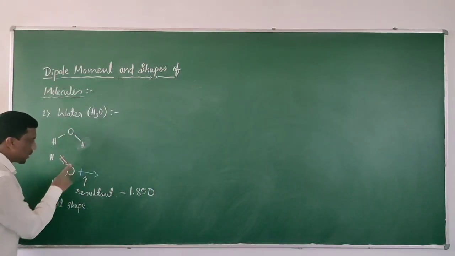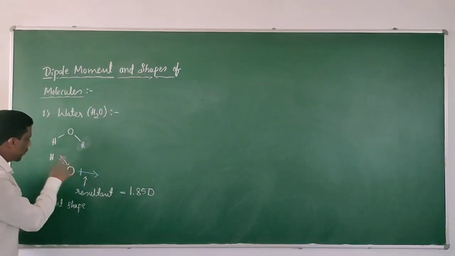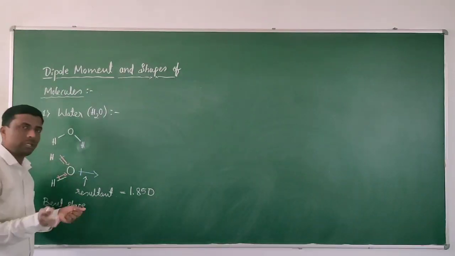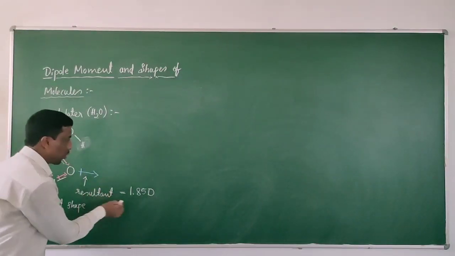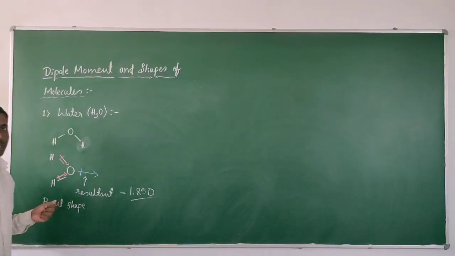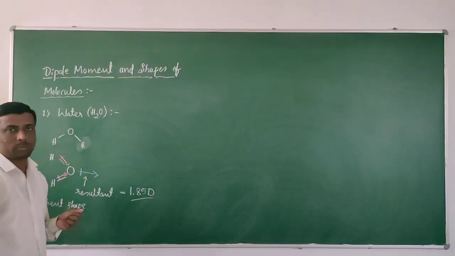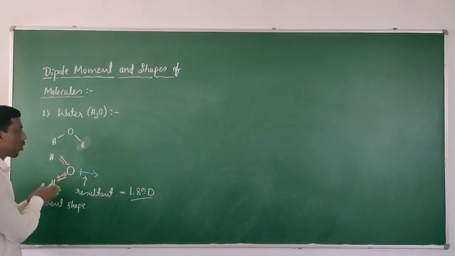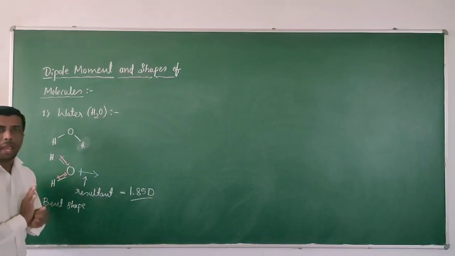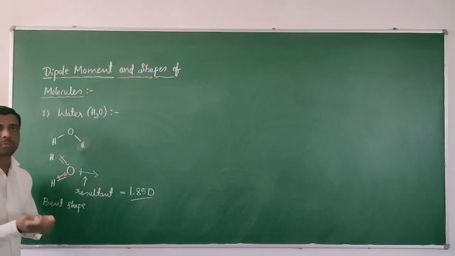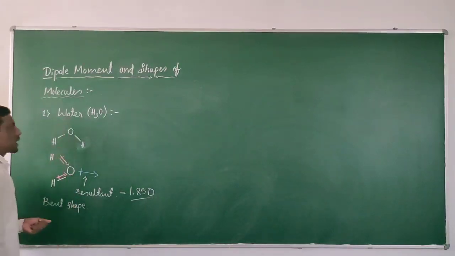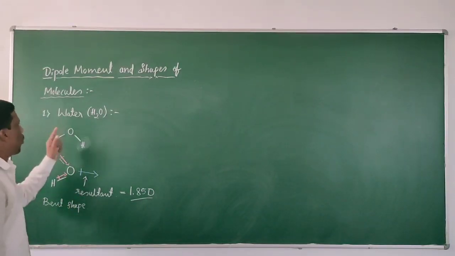Charge develops: oxygen negative, hydrogen positive, with a distance between them. The result is 1.85 D. Expression: you have to draw this diagram which is given in the notes, and then you have to give the explanation. Explain the dipole moment in the water molecule.